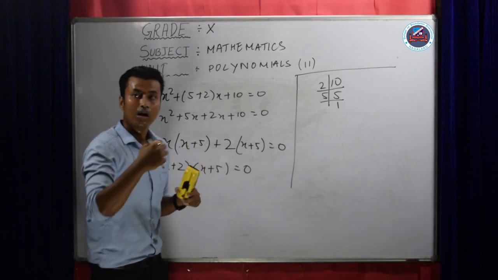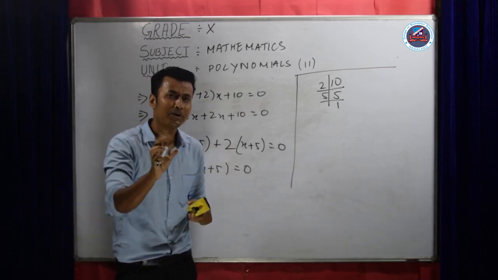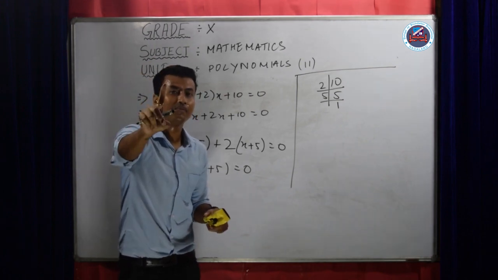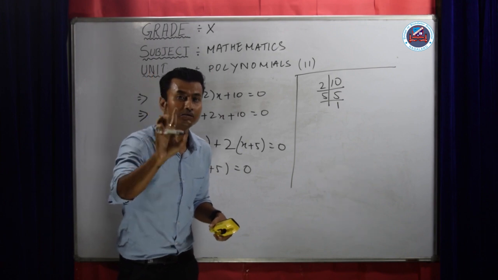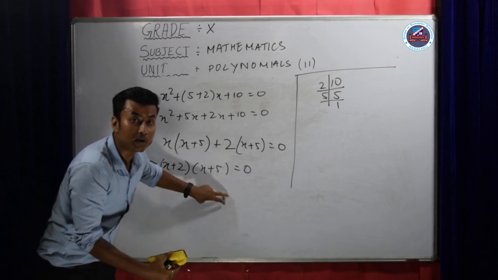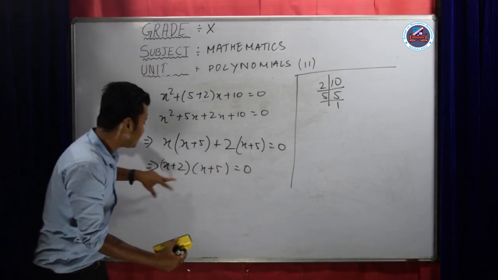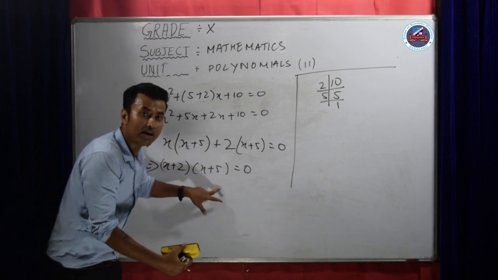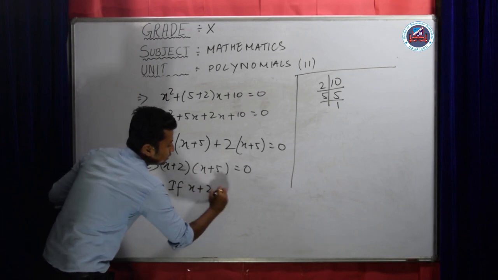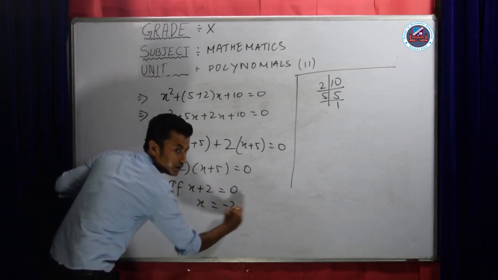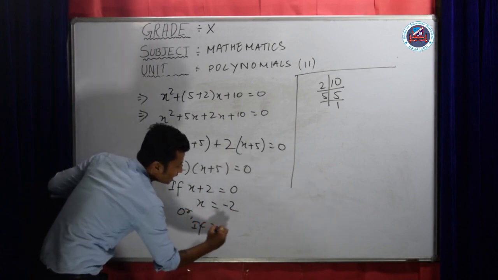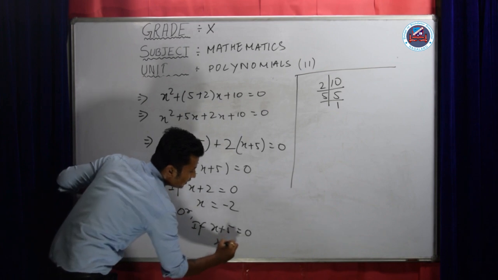Now guys, how will you get 0 when you multiply two numbers? Simple question. One of the numbers should be 0. If one of the numbers is 0, the product will be 0. Now in this equation, x plus 2 multiplied by x plus 5 equals to 0. So either this has to be 0 or the other has to be 0. If x plus 2 equals to 0, x will be minus 2, obviously, or if x plus 5 equals to 0, x will be minus 5.